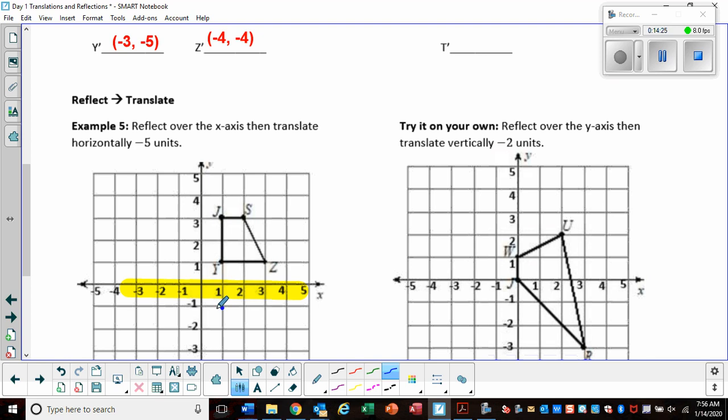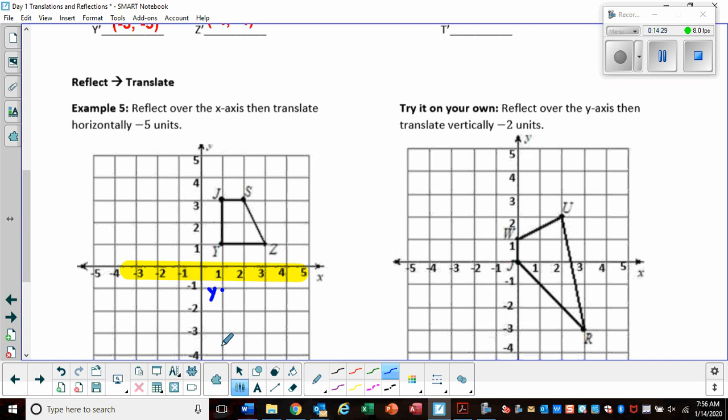So here's Y prime, or here's Y now. J is going to be right here. I'm just cutting out the lines to save myself time. S is 1, 2, 3. So it's right here. And Z is just going to be right here. Okay, so that's my reflection.